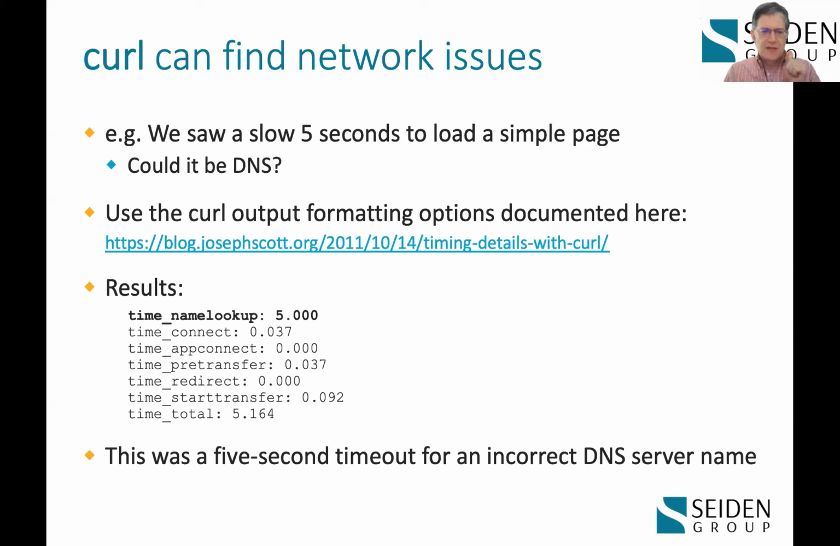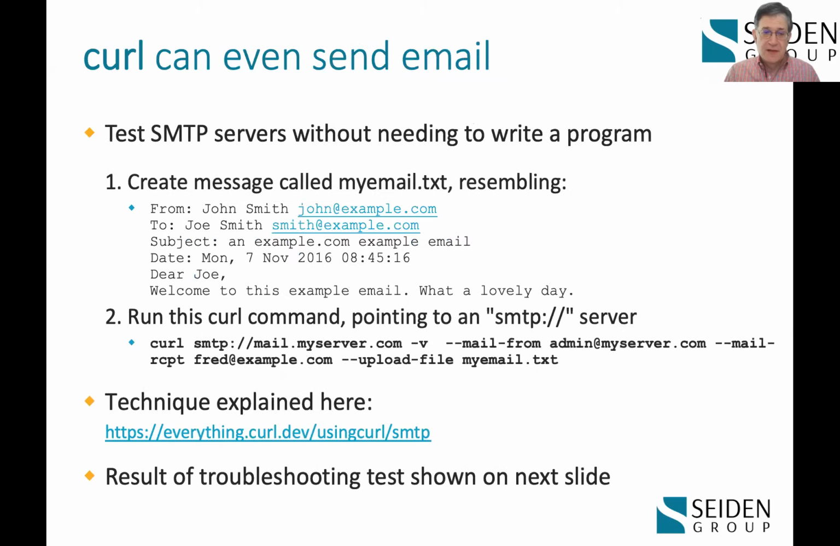And we did this once with a client where something was slow. The PHP got slow. We ran curl, and I'm not going to give the whole command here, but I gave the link for it. When we ran it, it showed that the name lookup was 5 seconds. Everything else was quick. So name lookup 5 seconds. It was a DNS issue. The DNS server name was wrong.